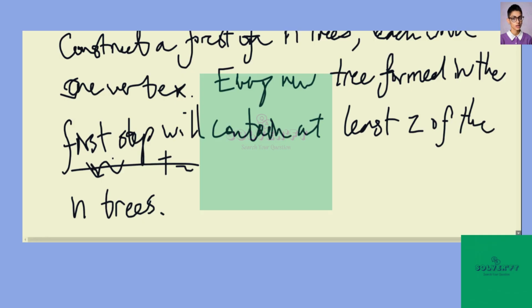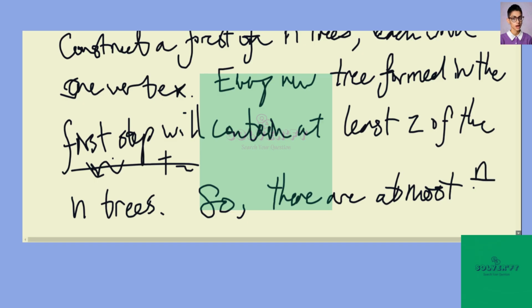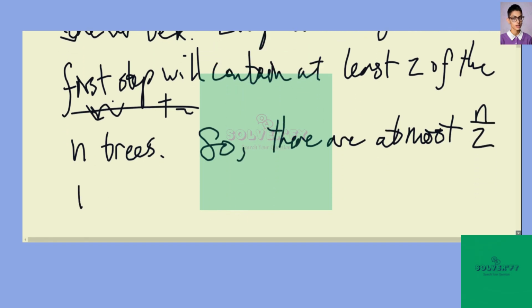And I say at least 2 of the n trees because clearly we could be connecting more than 2 trees together in the first step. And thus there are going to be at most n over 2 new trees. Because each of the n trees has to be connected to a new tree.